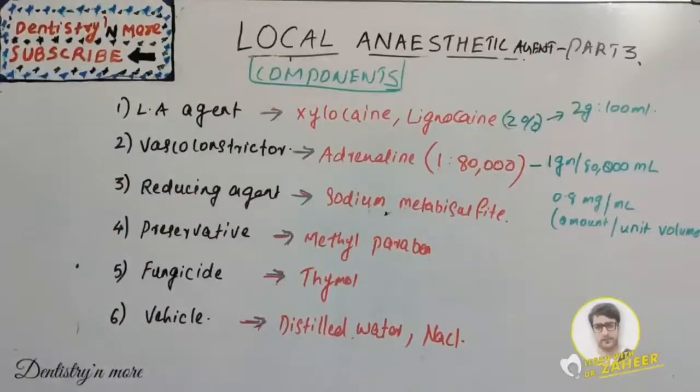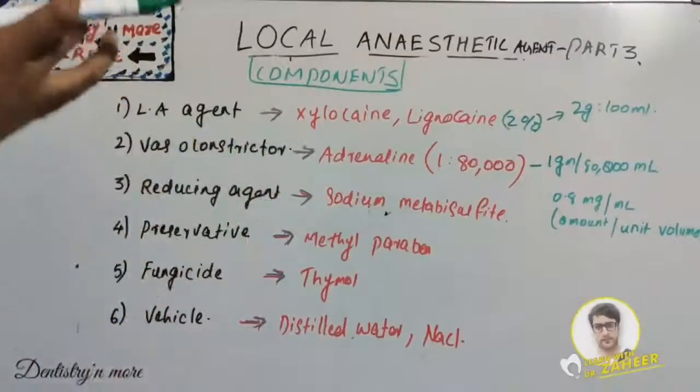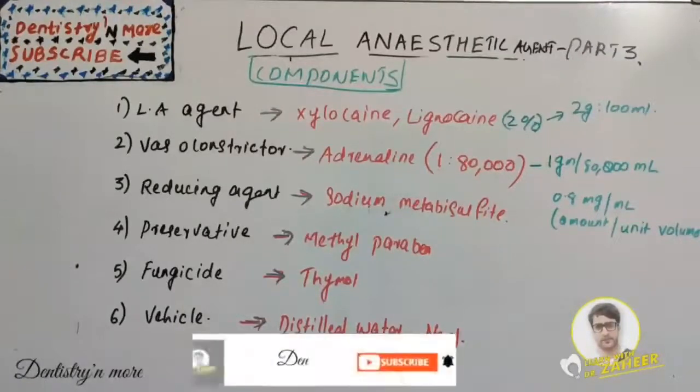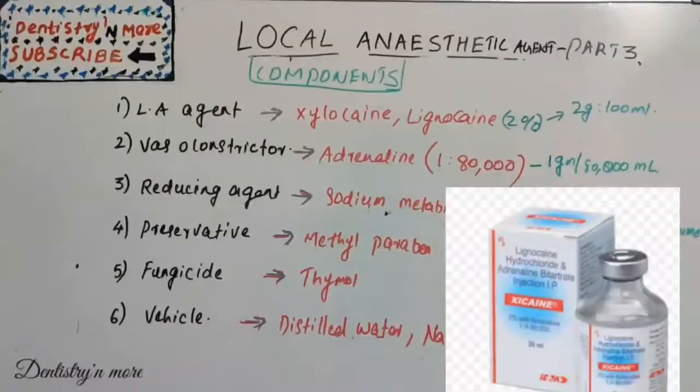The next thing is the vasoconstrictor. What is the role of a vasoconstrictor? From the name, we get the idea that it constricts the vessels. Commonly used is adrenaline or epinephrine. It counteracts the vasodilatory action by constricting the blood vessels. It decreases the blood flow to the injection area, and the absorption of the local anesthetic into the cardiovascular system is slowed, which results in a lower anesthetic level and thereby minimizes the risk of local anesthesia toxicity. It also increases the duration of anesthesia by allowing the local anesthetic to remain around the nerve for a longer period of time.